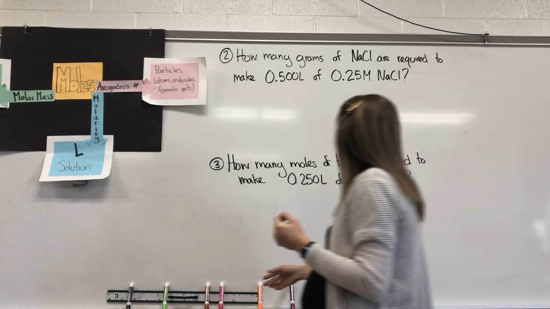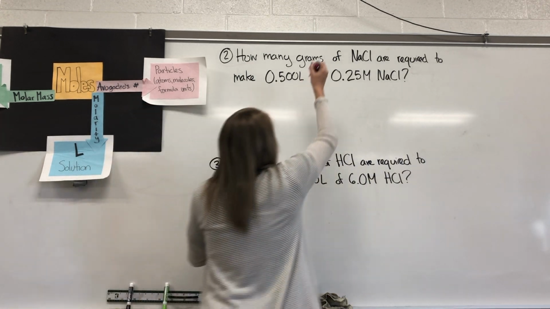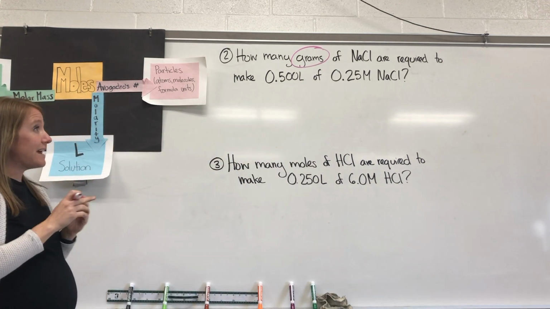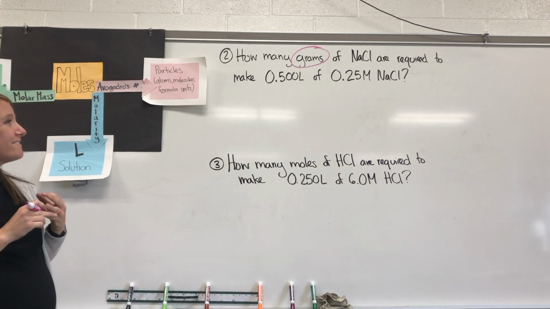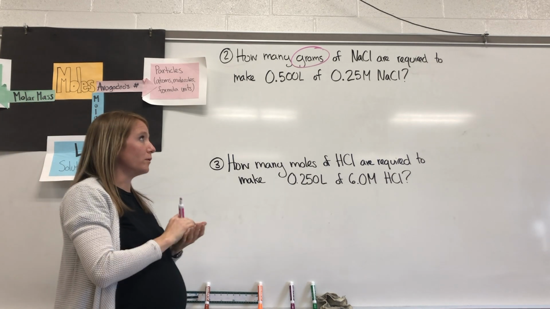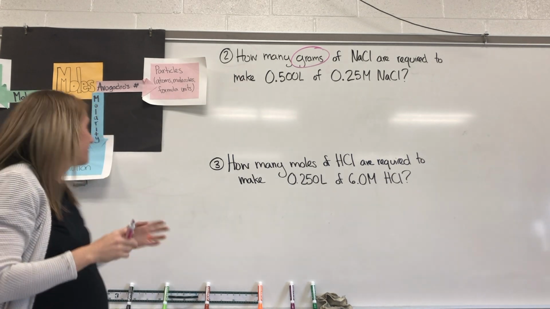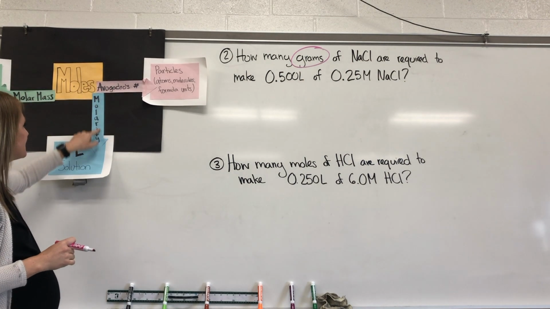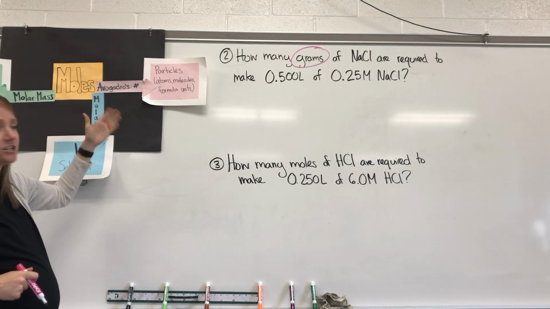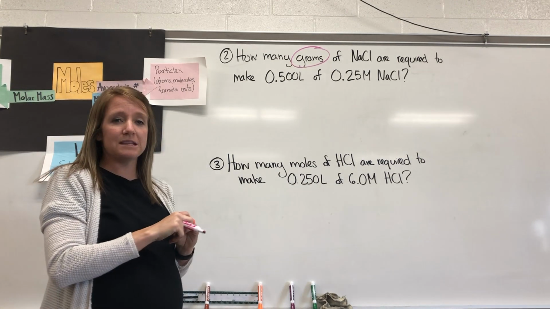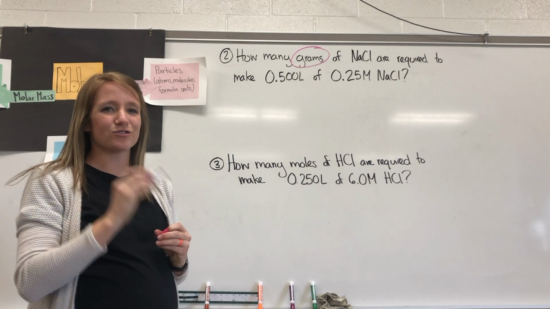So problem number 2 says how many grams, so right away I'm going to circle what I'm trying to find, of NaCl are required to make 0.5 liters of a 0.25 molar NaCl. Now first off, this map's in your notes, so make sure you fill it in. For those who are familiar, this is our new one, right? The molarity connection.